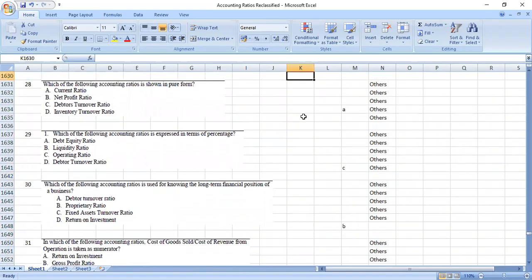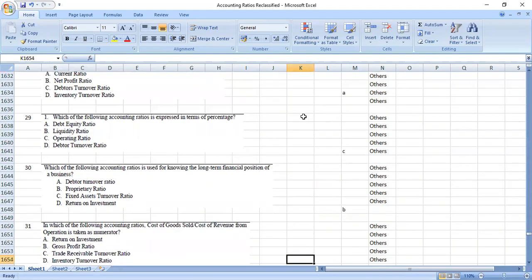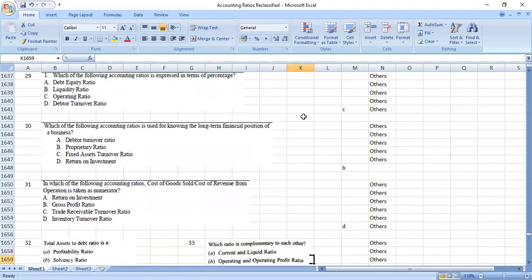Which of the following accounting ratios is shown in its pure form? Pure form means like 3:4, 5:1. Net profit ratio is shown as a percentage, debtors turnover ratio and inventory turnover ratio are shown as number of times. Current ratio only is shown as a pure ratio, like 2:1, 3:1. Which of the following accounting ratios is expressed in terms of percentage? Operating ratio is expressed in terms of percentage. Debt equity ratio is number of times, liquidity ratio is pure form, debtors turnover ratio is number of times.